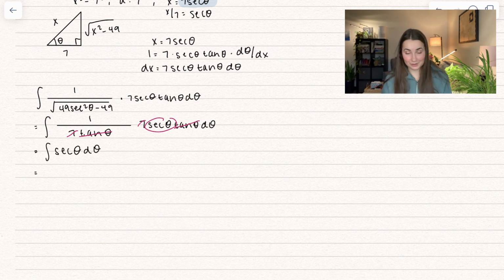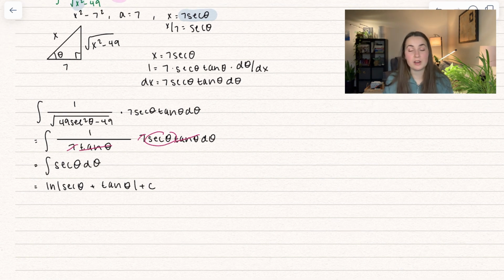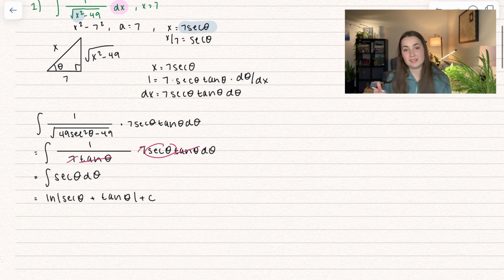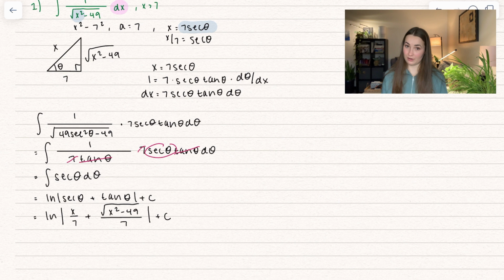This we know how to take the antiderivative of, right, or the integral of. We get the natural log of secant of theta plus tangent of theta plus some constant c. But that's not our final solution, right? We're going to go ahead and use our triangle in order to find what secant and tangent are equal to. So here secant is going to be hypotenuse over adjacent, and tangent is going to be opposite, so the square root of x squared minus 49, divided by adjacent. And that right there is our final solution.